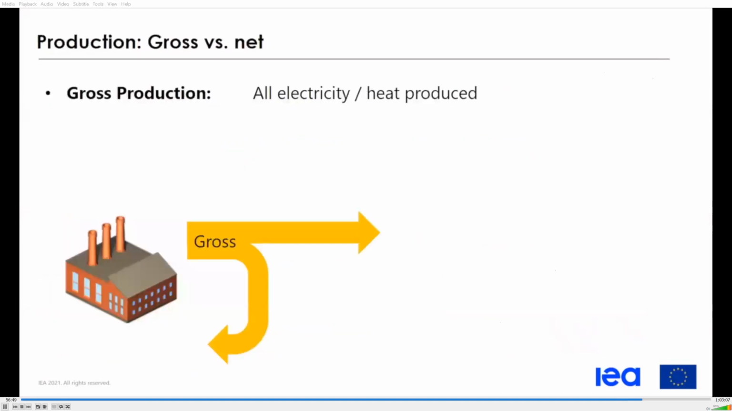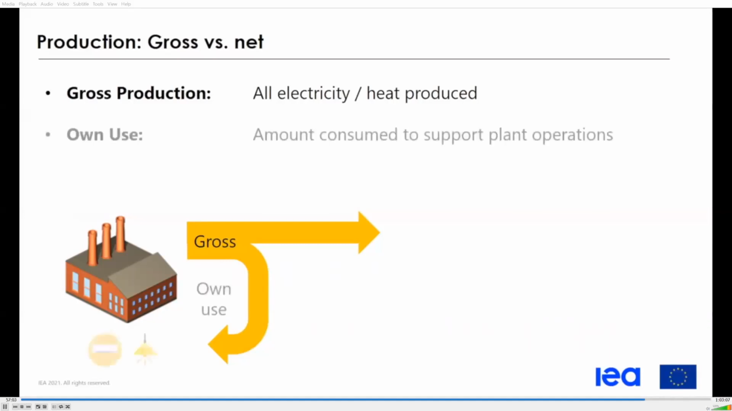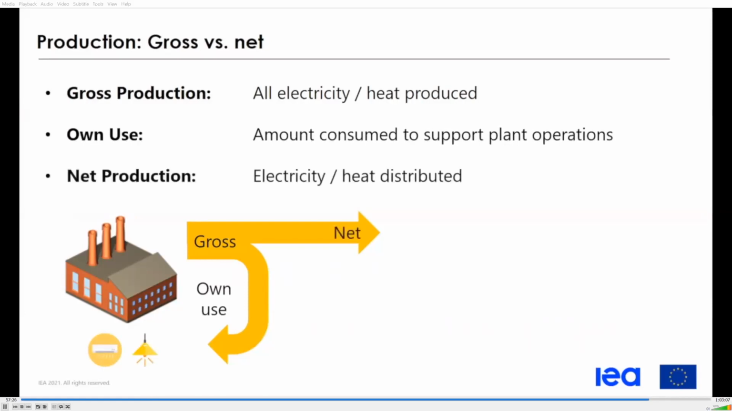Now, let's talk again about the concept of gross and net production. Gross production refers to the total output of electricity or heat generated in a facility before any uses. However, not all of this is used for productive purposes beyond the power plant. Some of the electricity and heat generated is used on-site at the power plant for lighting, heating, and to support plant operations. This is referred to as own use. The remainder that is left after subtracting the own use is the net production.